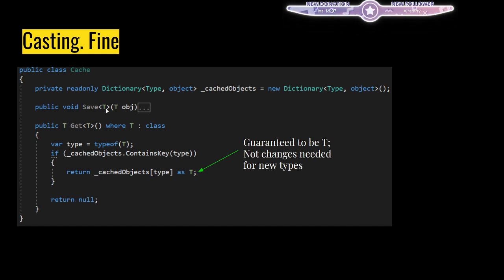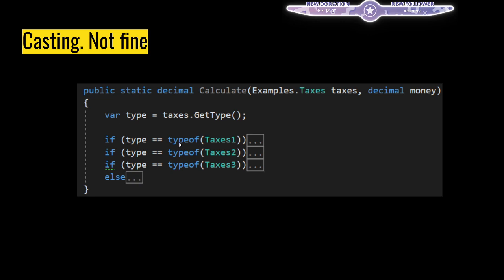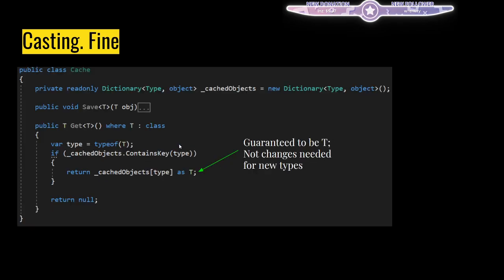And since what we're saving in here is always going to match the type, and the object is always going to be of that type, we can safely cast it as T. So this, in my opinion, is the only safe generic cast that there can be. Like, generic cast is fine. This kind of cast is a smell and should be refactored to polymorphism.